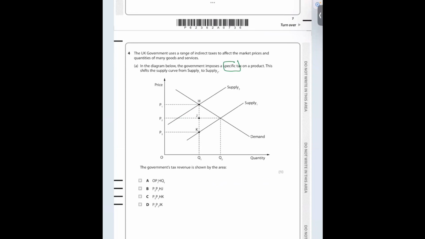Okay, so this shifts the supply curve from S1 to S2. The government's tax revenue is shown by the area. In this case, what we are looking for is to illustrate the vertical difference between the two curves, and that can show us where the government tax revenue is. If I'm looking for the vertical distance, I know it's H and K, and all I need to do is scroll across to P3 and P1, and that box there should give me the tax revenue for the specific tax that is being put in place.